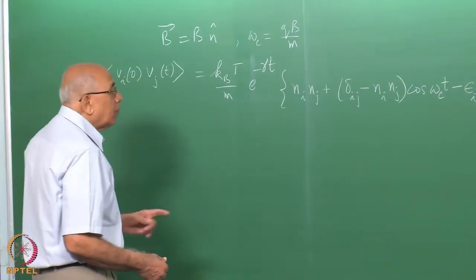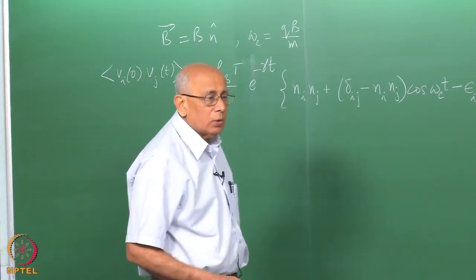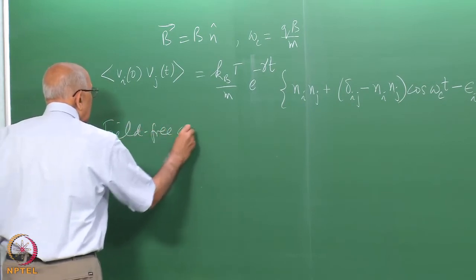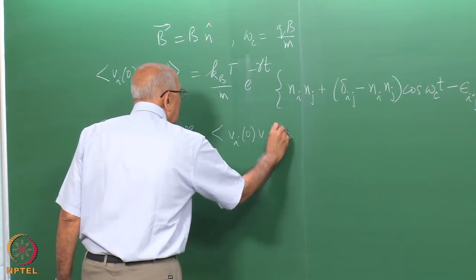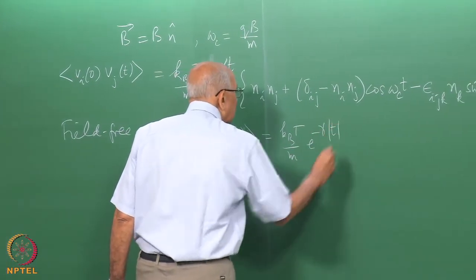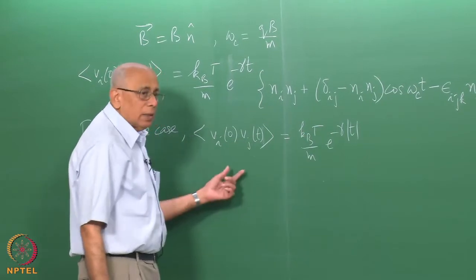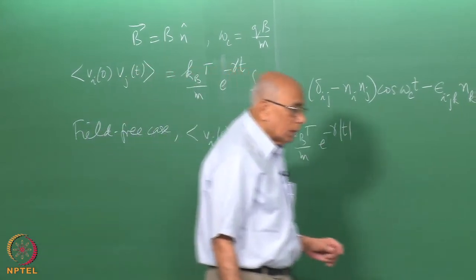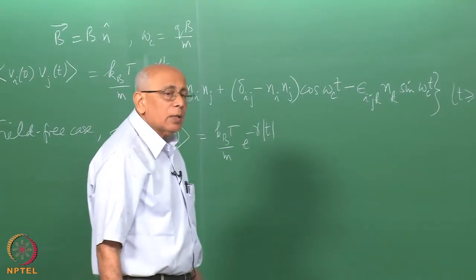Now we'd like to find out what happens for negative values of t. We derived this for positive values, and we'd also like to examine what it does for negative values of t. Now recall that in the field-free case, we had V_i of 0, V_j of t in equilibrium equal to k Boltzmann T over m, e to the minus gamma modulus of t. The way we derive this is by pointing out that this must be an even function, and the way to get the symmetry property of this is to put in time reversal and ask what the whole thing does under time reversal, exploiting stationarity.